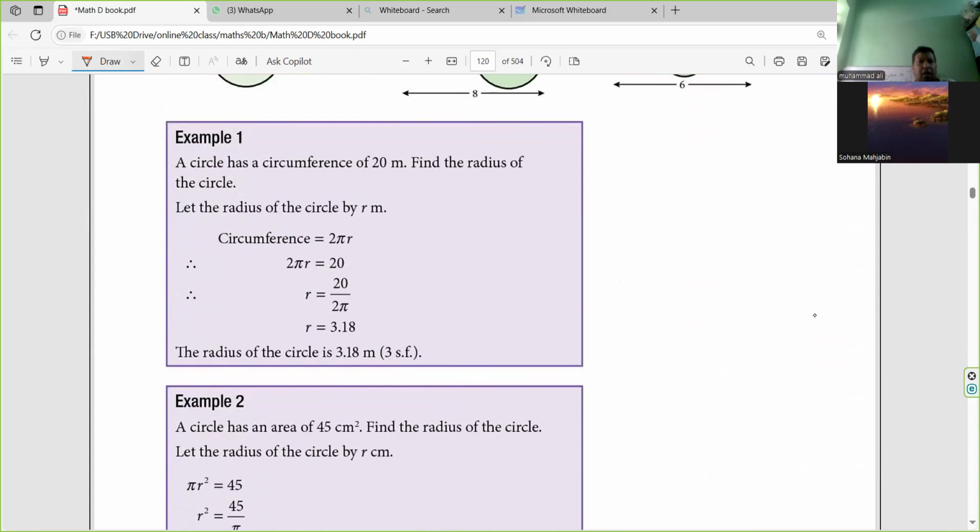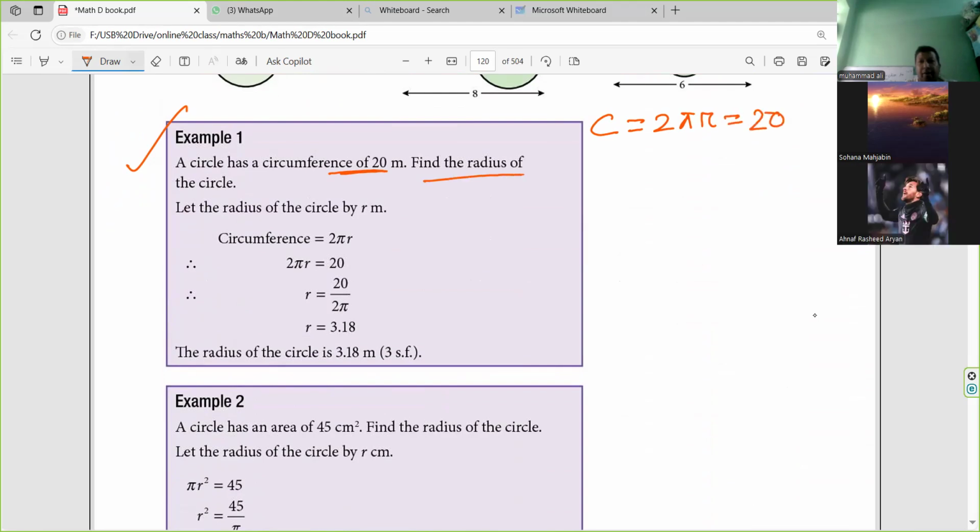And here, for the next exercise, example 1 is a circle. A circle has circumference C equals to 2 pi r equals to 20 given. Find the radius of the circle. So very simple. 2 pi r equals to 20. R equals to 20 divided by 2 pi. So this is 10 divided by pi, the result will be 3.18. Just use the formula properly.